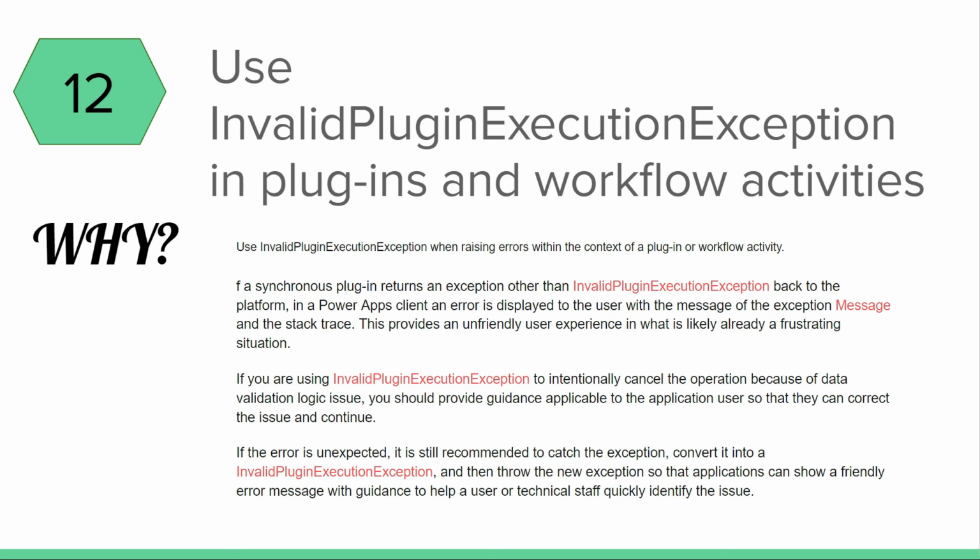This provides an unfriendly user experience, right? Whenever the error does not display a proper friendly message, it is unfriendly, right? So if InvalidPluginExecutionException is not thrown, but a generic exception is thrown the normal way, it will not display a friendly message. So it is frustrating to find out the exact error. So it is best practice that whenever you catch errors, you handle the error and throw InvalidPluginExecutionException so that it will intentionally give the proper friendly error message and intentionally cancel the operation.